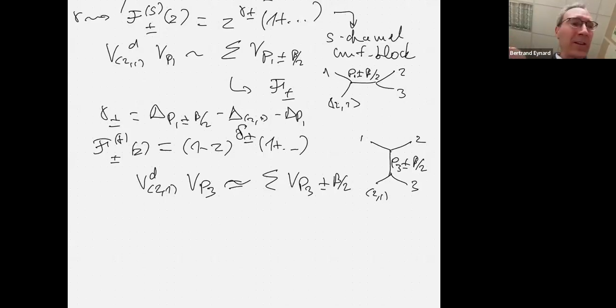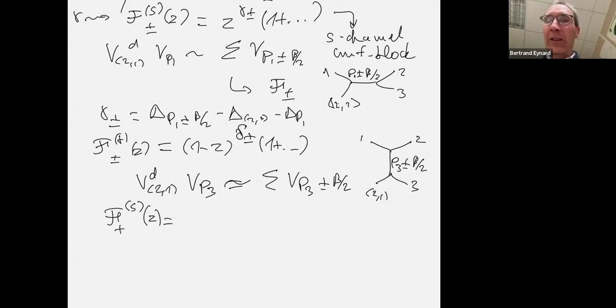So let me just give you, as an example, the formula for Fs plus of Z. So that's Z to the power beta P1 plus 1 minus beta squared over 2. So here you recognize the characteristic exponent. You also have a 1 minus Z to the power beta P3 plus 1 minus beta squared over 2. And then you have times a 2F1 hypergeometric function.